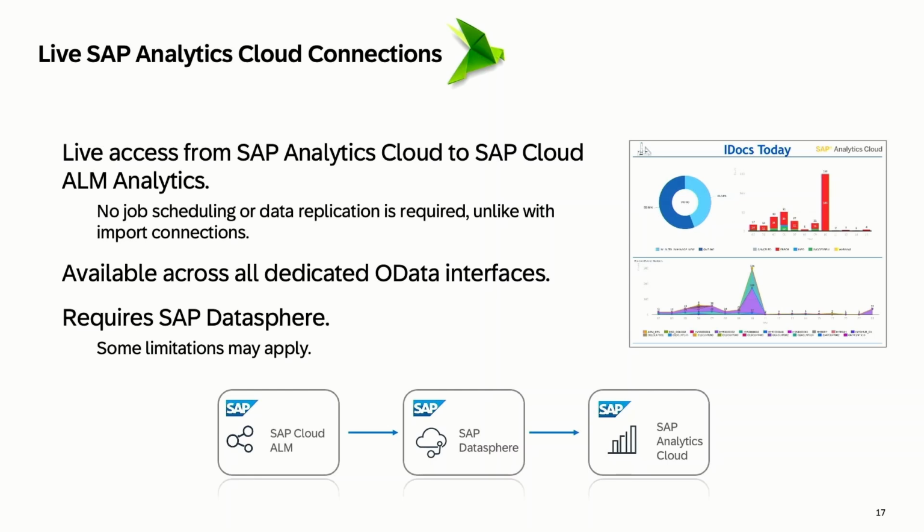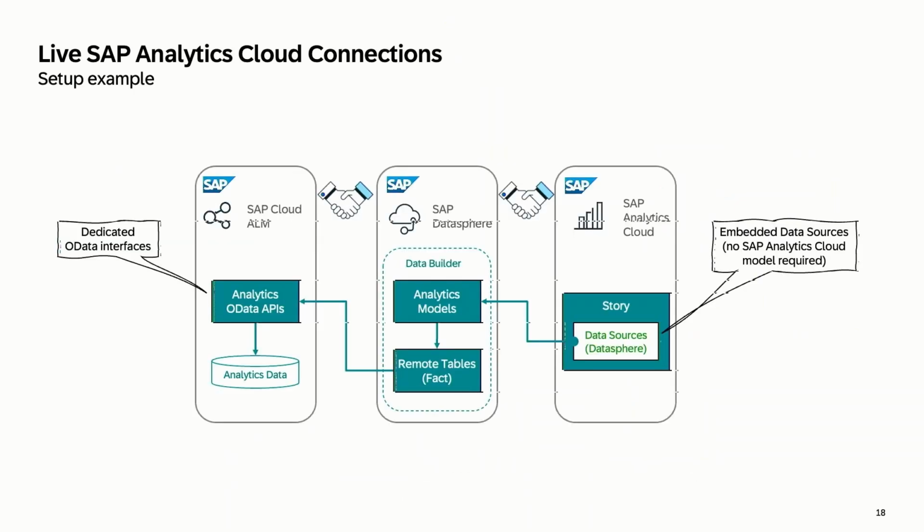So this is something that was requested by some customers who don't like, of course, the idea of using the import connection and copying all the data from CALM to SAC. It's not always the best option. So now, with the dedicated OData interface, this scenario is supported. It means that in your landscape you need the SAC and, in addition, Datasphere. So the prerequisites are the dedicated OData interface and Datasphere.